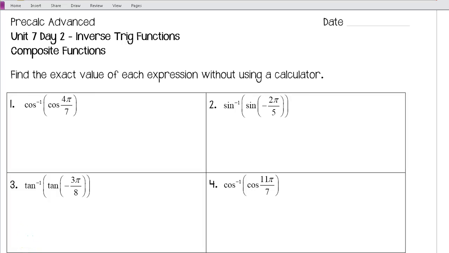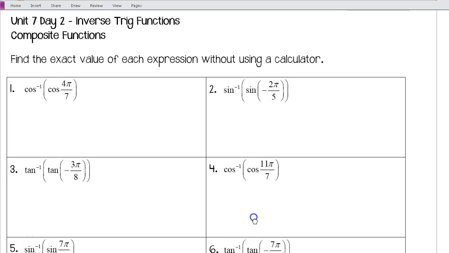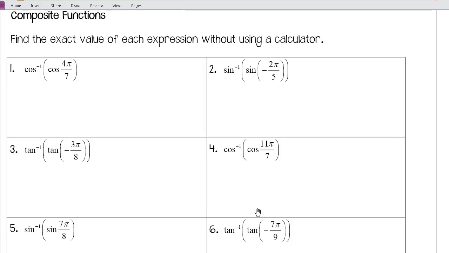This is Mr. Martin. These are video notes for Pre-Calculus Advanced. This is day 2 for inverse trig functions. We're going to be looking at a bunch of examples of composite functions in this video.